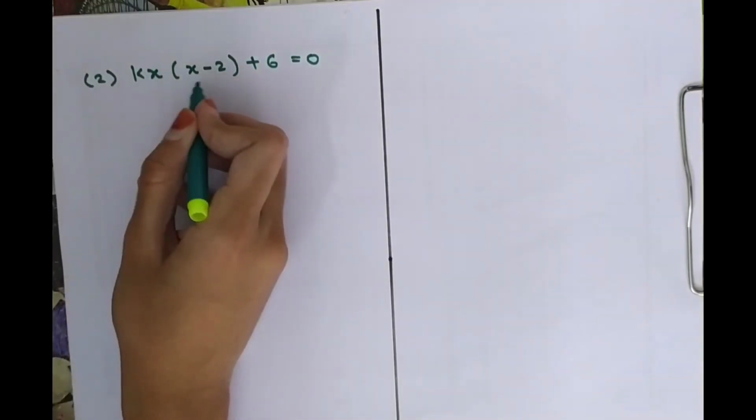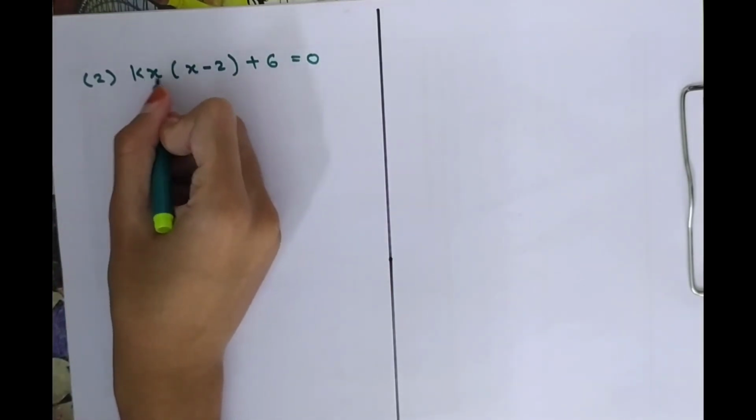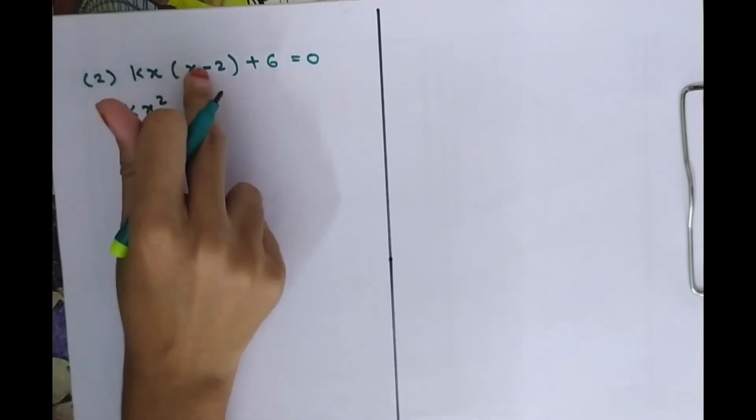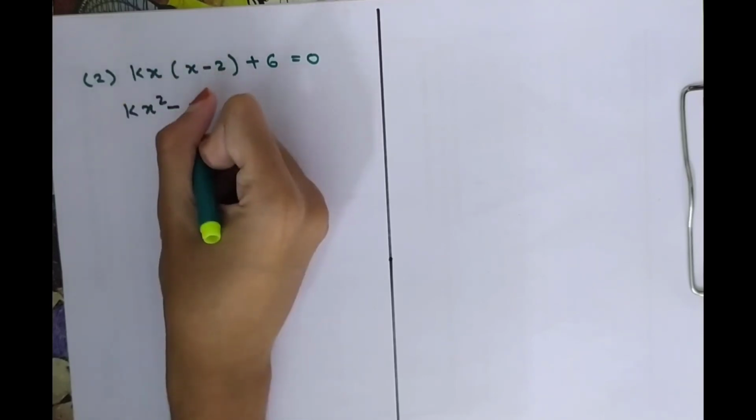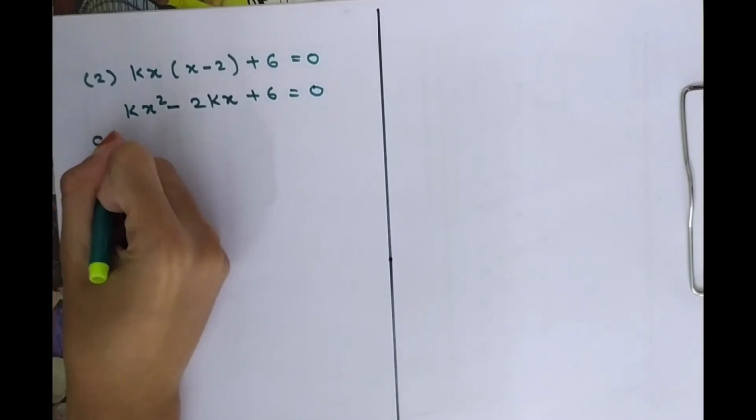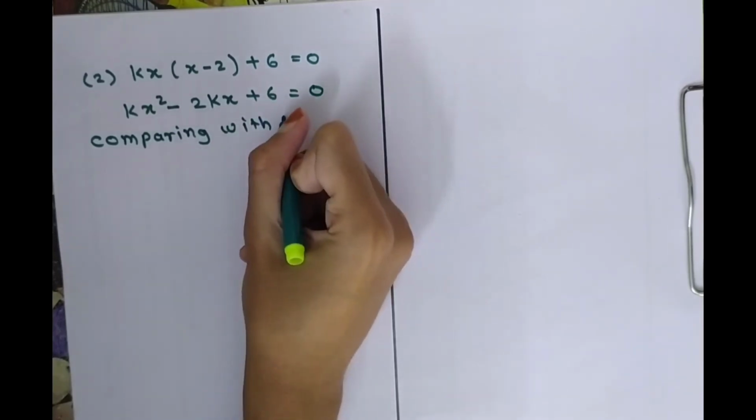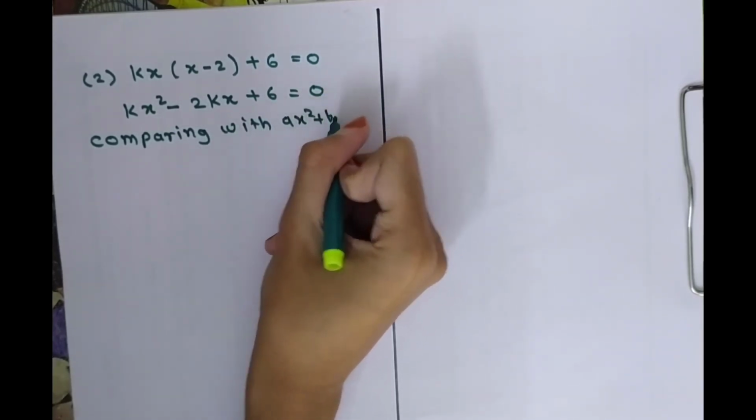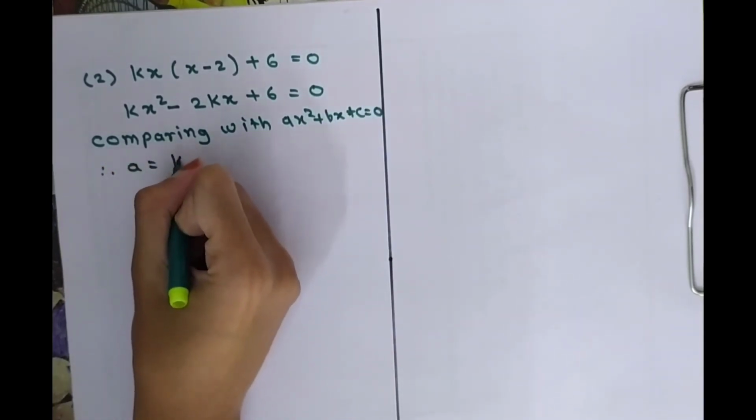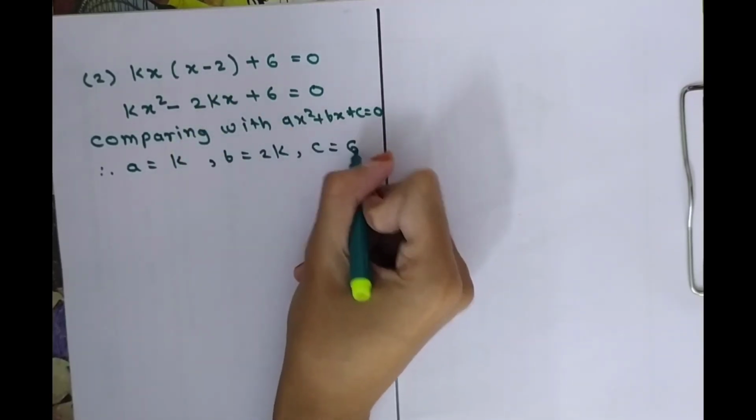Second question is kx(x minus 2) plus 6 is equal to 0. First solve this equation. kx multiplied by x minus 2 gives kx square minus 2kx plus 6 is equal to 0. Now comparing with ax square plus bx plus c is equal to 0, a is equal to k, b is equal to minus 2k and c is equal to 6.